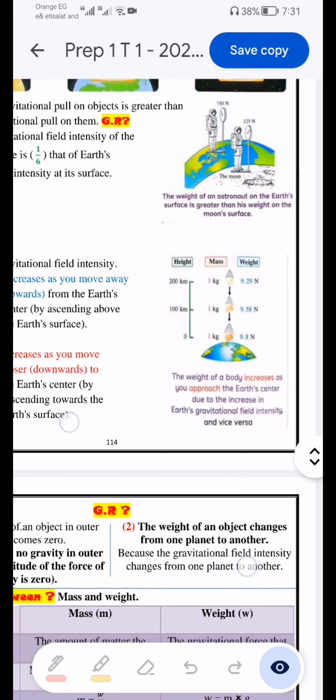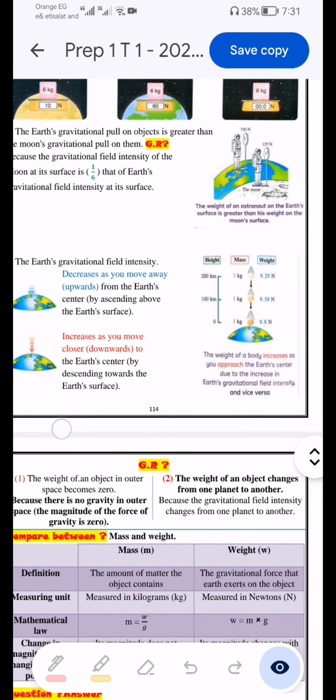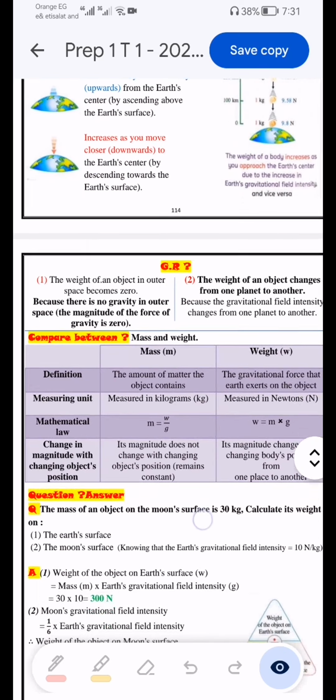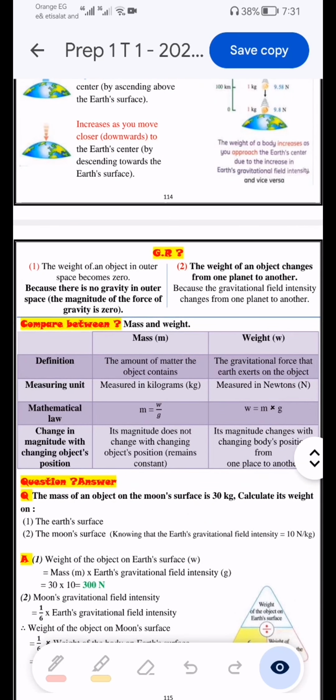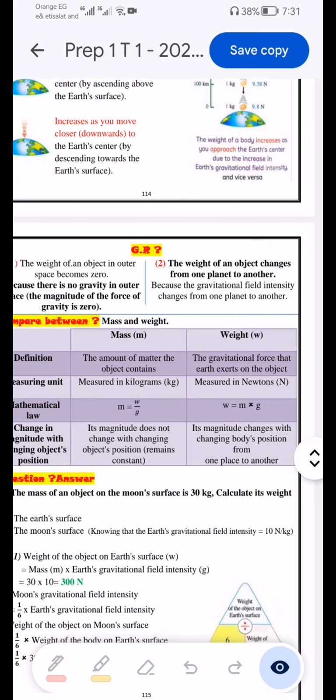Okay, look at this question. The weight of an object in outer space becomes 0. As we said, in space there is no gravity, right? So the weight will be 0. Number 2, the weight of an object changes from one planet to another. As we said, the weight depends on gravitational field intensity, so it will change because the gravitational field intensity changes from one planet to another.